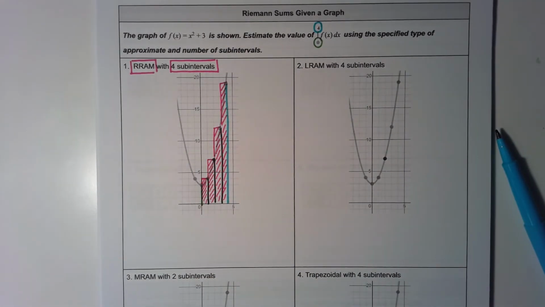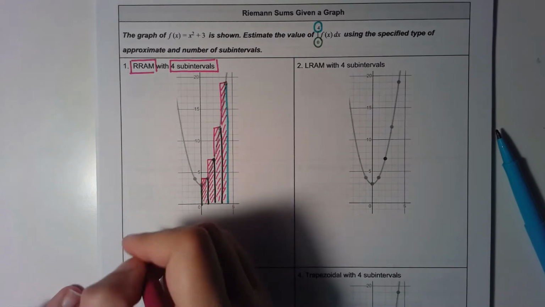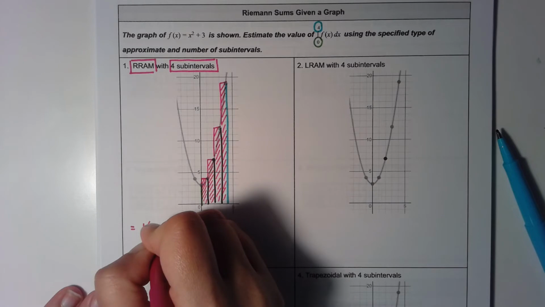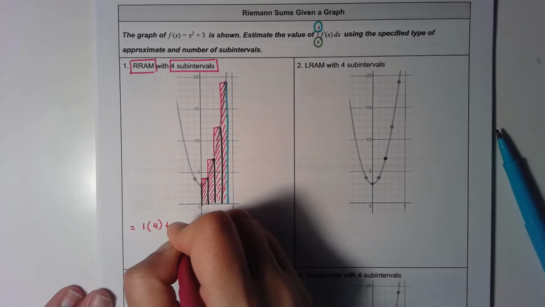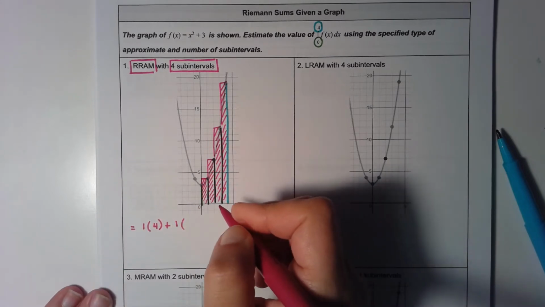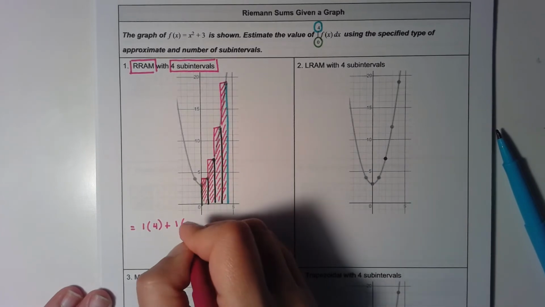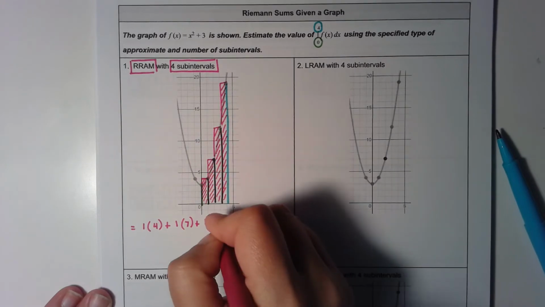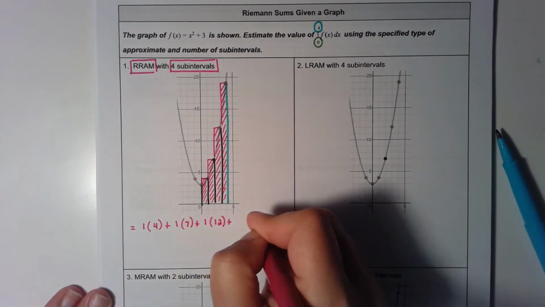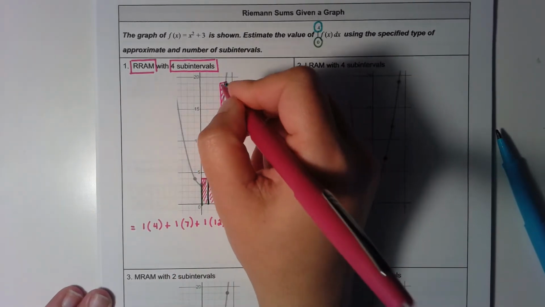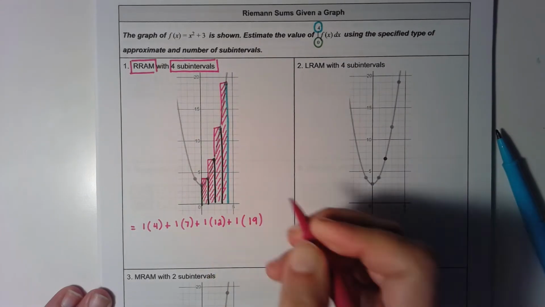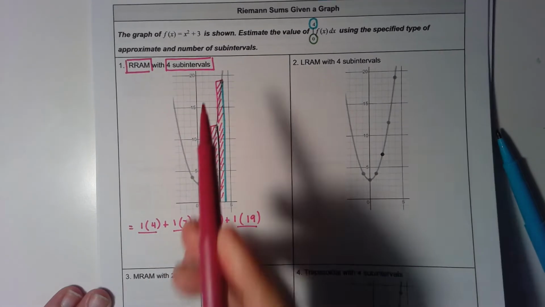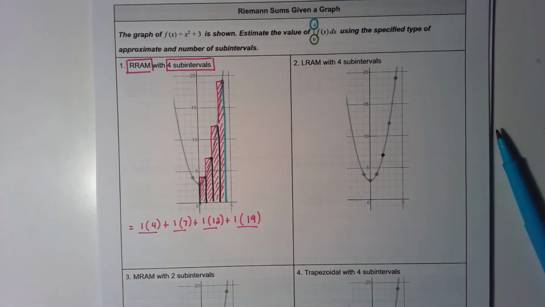Now, in order to estimate this area, I'm just going to add up all those rectangles. So my first rectangle, the base is 1, the height is 4, plus the second rectangle, the base is 1, and the height is 7. My third rectangle, the base is 1, and the height is 12. And my fourth rectangle, the base is 1, and the height is 19. And you should have 4 separate rectangle areas here because it told us to use 4 subintervals.